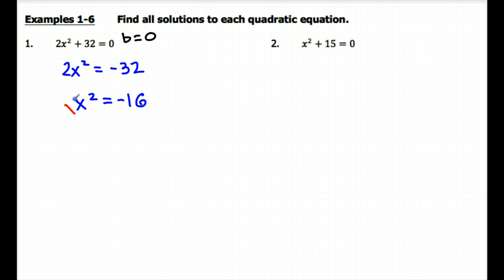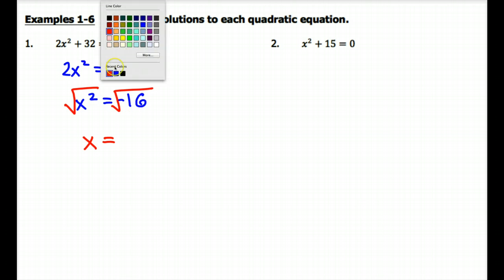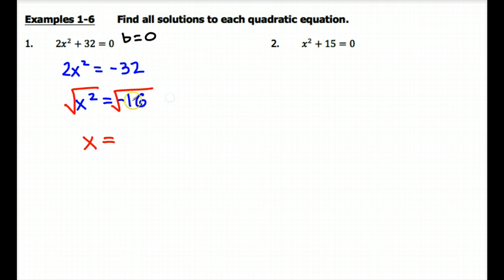So we're going to solve this just like normal. Take the square root of both sides. You get x equals the square root of negative 16. We know now how to simplify a radical like this. To simplify a radical negative 16, we need to pull out a radical of negative 1 and make that radical negative 1 times radical 16. That just becomes i times 4, or 4i.